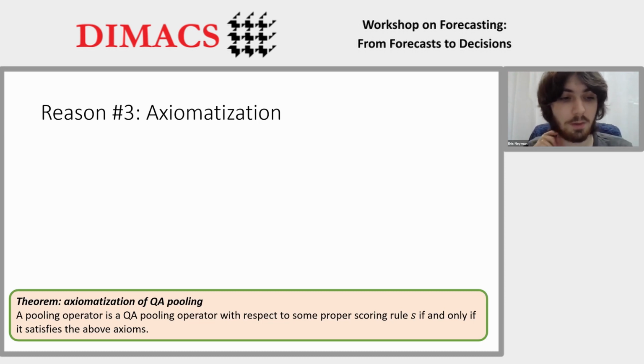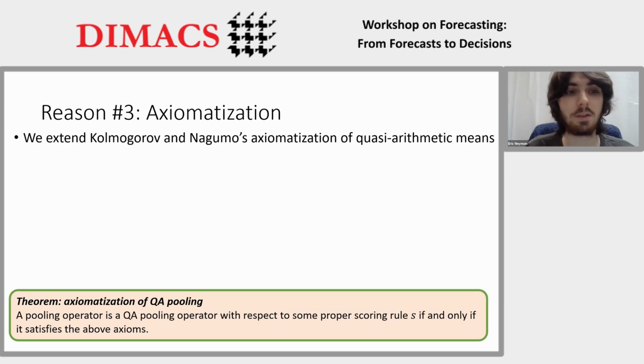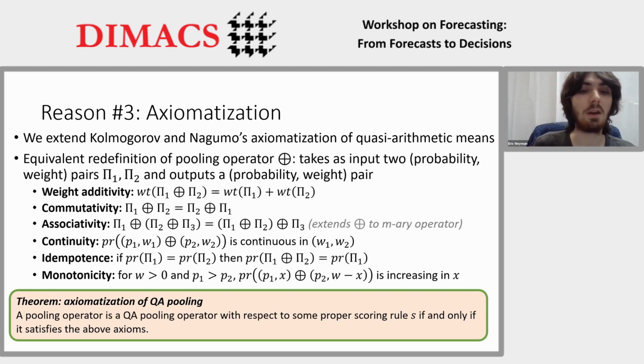And it turns out that a pooling operator is a QA pooling operator with respect to some proper scoring rule, if and only if it satisfies a list of pretty natural axioms. And this builds on work by Kolmogorov and Nagumo on quasi-arithmetic means, hence the name quasi-arithmetic pooling. And I won't go through these axioms. Feel free to ask me about them at the poster session, but I think they're all quite natural.